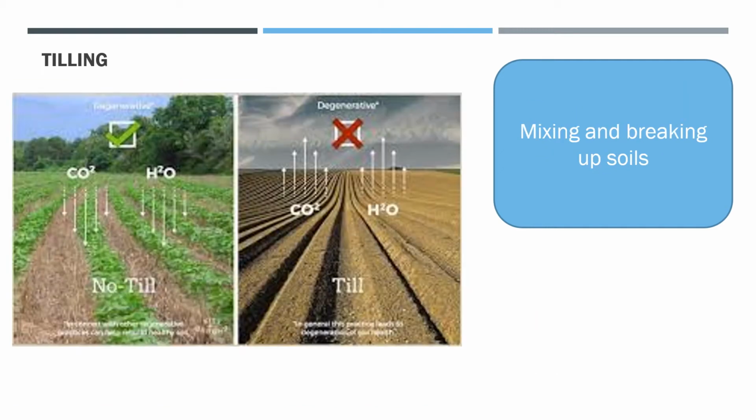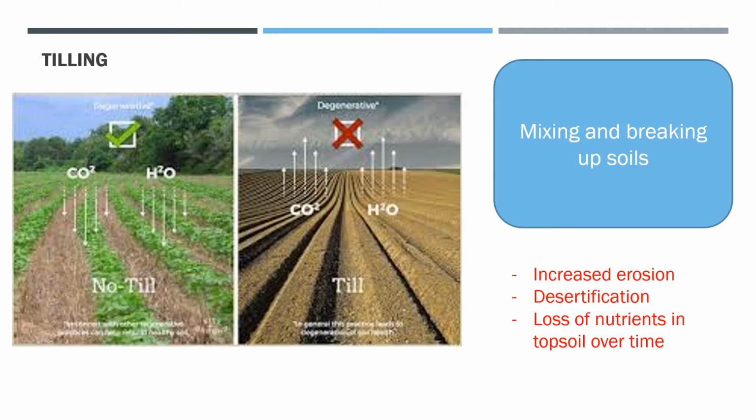Tilling, we've talked about this one a few times, is the mixing and breaking up of soils. You can see in these two pictures that soils that are not tilled are taking in CO2 and taking in water, versus tilled soils which are releasing CO2 and releasing water. This is because, again, we've mentioned the lower albedo of soils, meaning they're taking in that sunlight. We're having desertification, meaning they're becoming drier, they're losing that water.